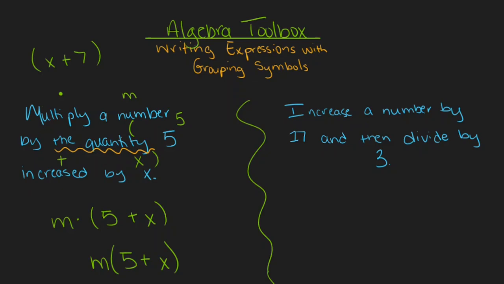Now let's take a look at our second example. This problem tells us to increase a number by 17 and then divide by 3. We'll walk through step by step again and see what each of these words translates to in a mathematical representation. Increase generally tells me to do addition, so I will take this as addition. So increase a number. I don't know what that number is, so I'll use another variable. I'll use z this time. So increase z by 17. So 17 is going to stay the same.